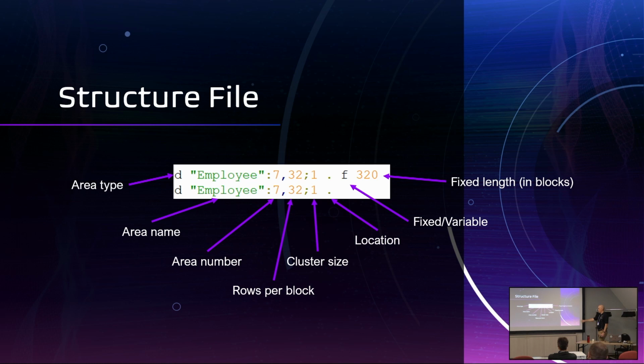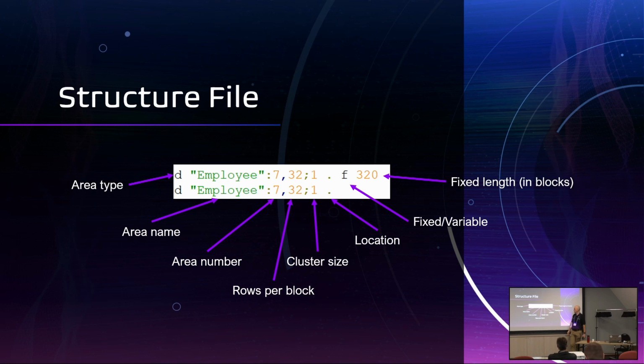So as I say, the area type is D. Then the area is given a name. In this case, we're looking at the employee area. And that's a friendly name for that area. We also have a number for it. In this case, it's area number 7. All of your data areas will always be 7 or higher. The first 6 are reserved for the database. So 7 and up are your own storage areas that you create.